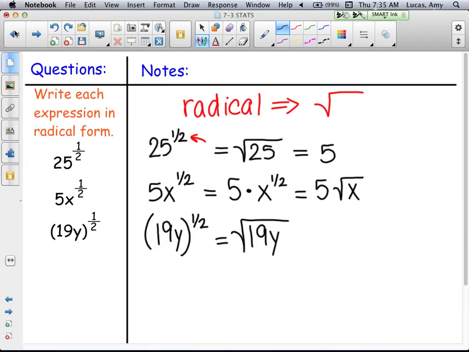If I go back to that last slide, 19, I forgot to point out 19 isn't a perfect square, so you don't simplify that 19 at all. It stays under the root.